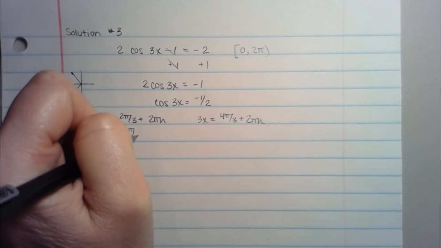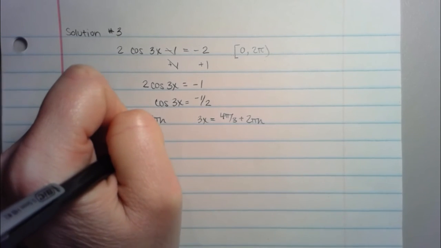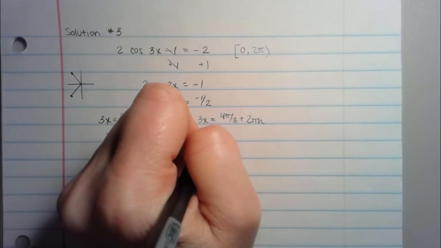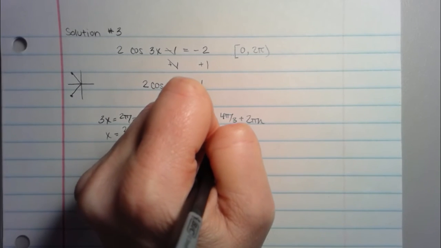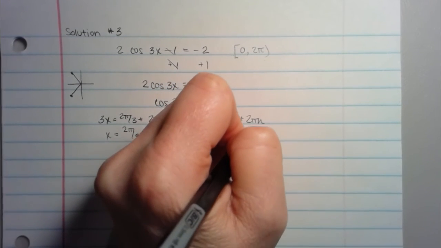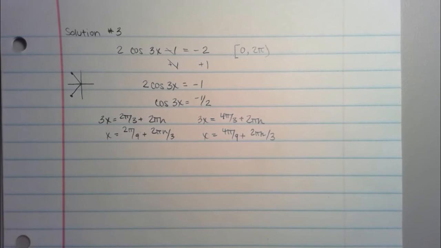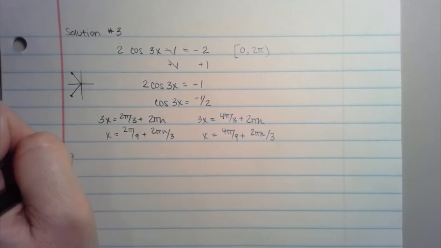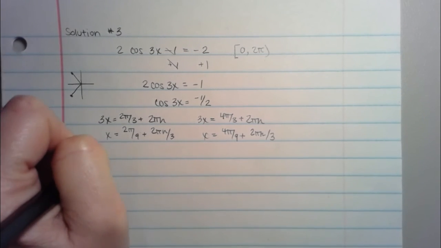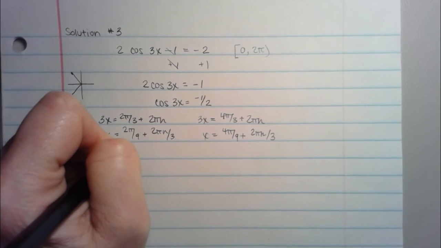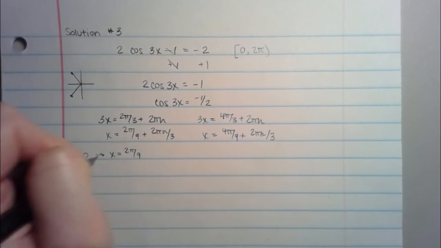So this would give us 2 pi over 9 plus 2 pi n over 3 and 4 pi over 9 plus 2 pi n over 3. So now we can start to plug in n equals 0, n equals 1, so on and so forth. So for this solution, when n equals 0, we get x equals 2 pi over 9.